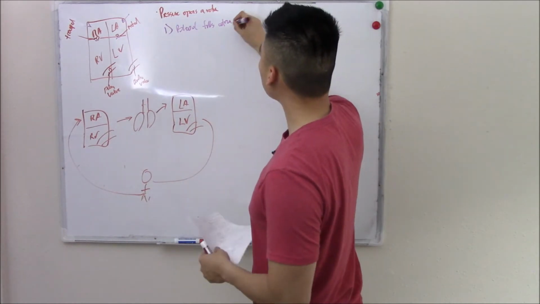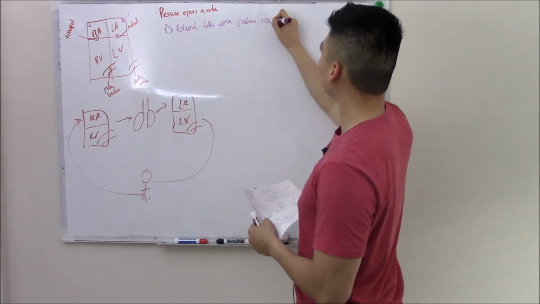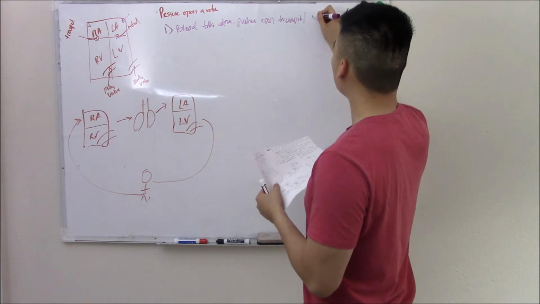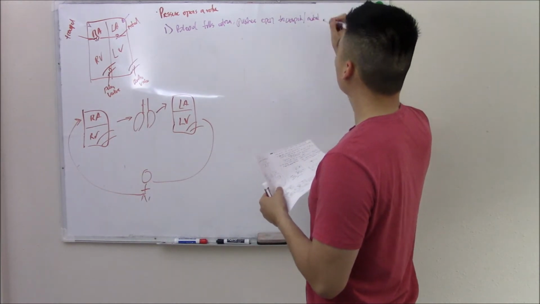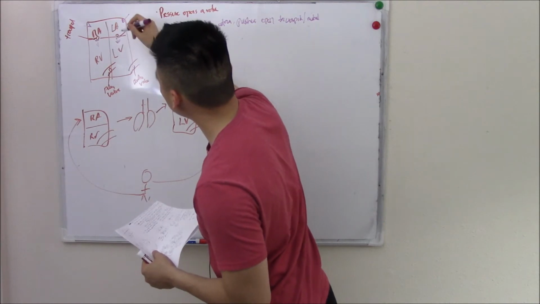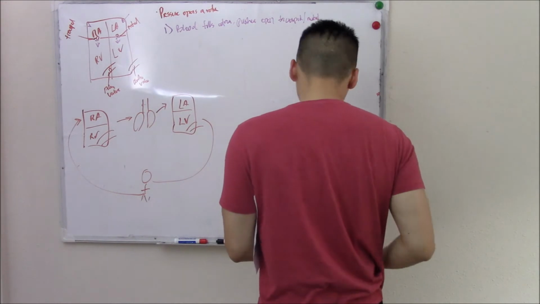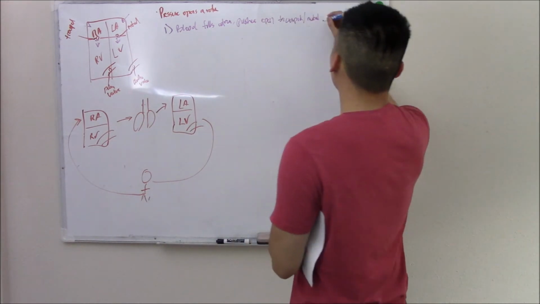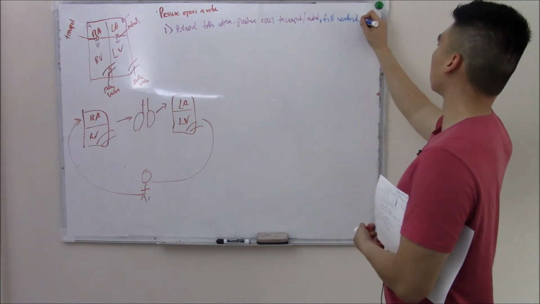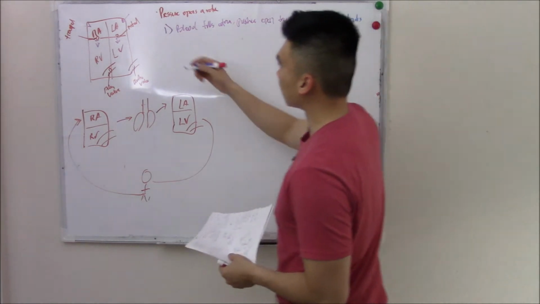So blood fills atria, pushes open tricuspid and mitral, and blood will fall into your ventricles, fill ventricles. So that's your first step. All right, 1.